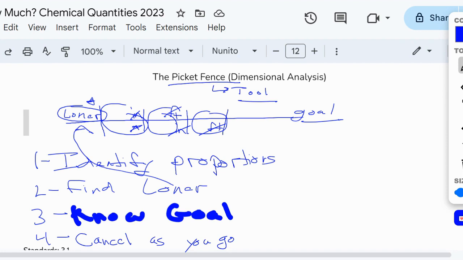Hopefully that helps you a little bit with that, and you can work on your proportions. We will use this throughout the rest of the year, and it is a very useful tool.